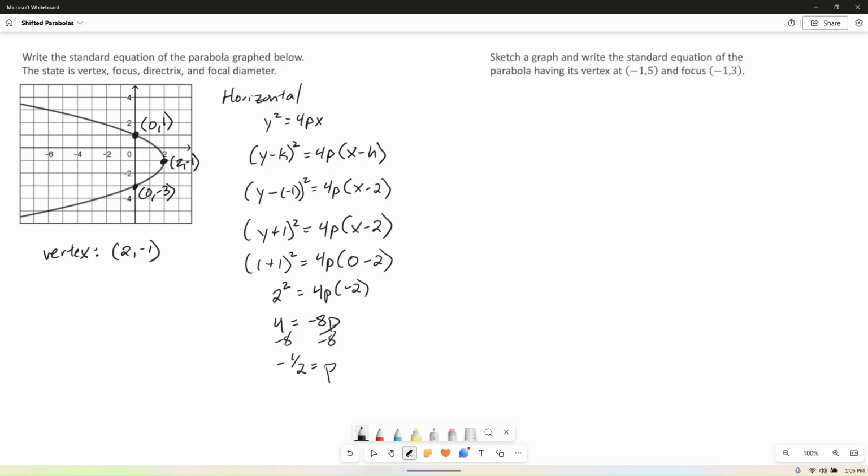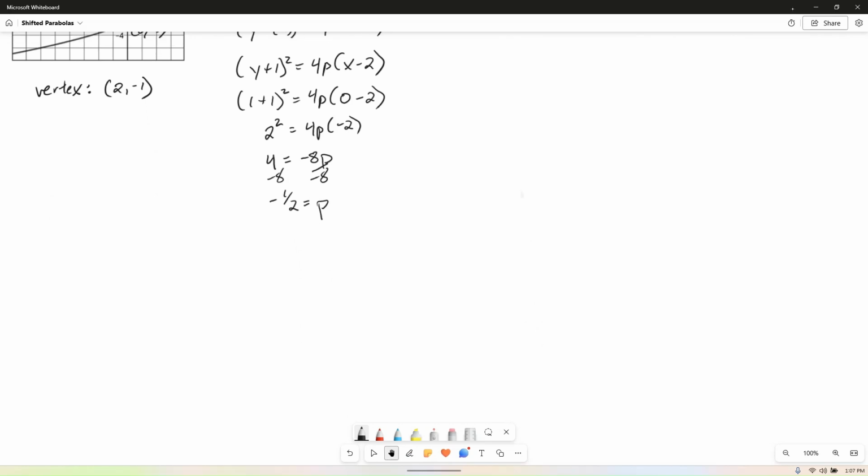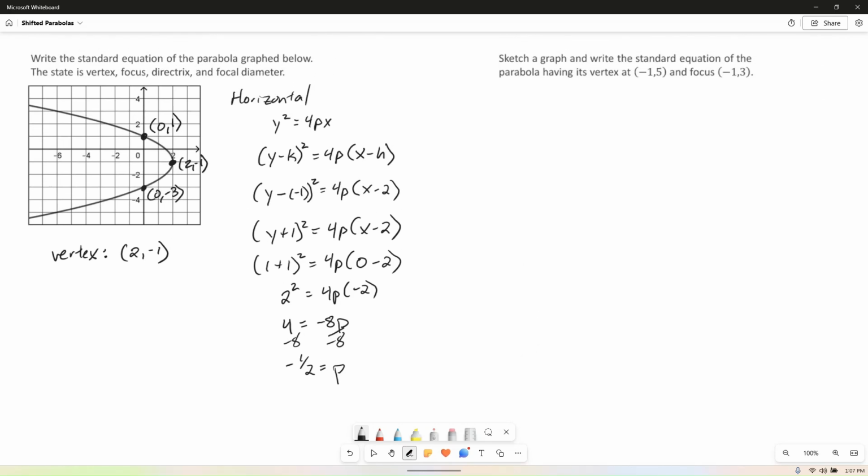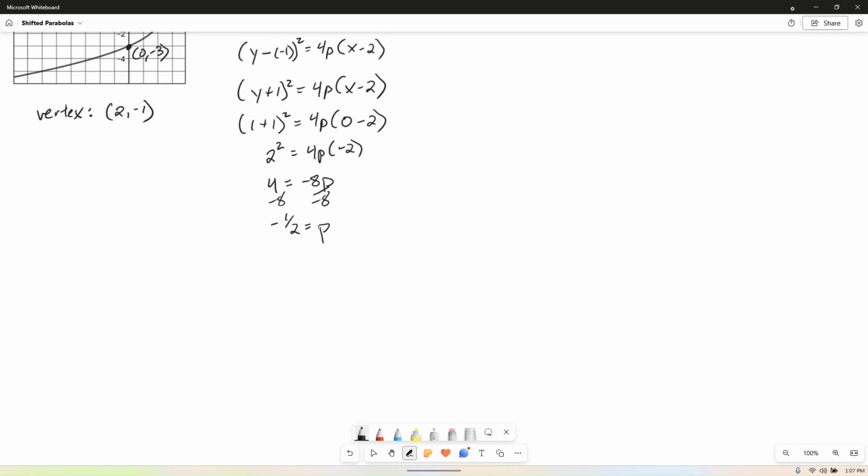Okay, so now that we know p, we can finish the problem. We can write out what the equation looks like, and we can figure out the other key components of our graph. So to finish the equation, let's just take that p-value of -1/2 and plug it into our equation. So we're going to have (y + 1)^2 is equal to 4 times -1/2 times the quantity (x - 2). Okay, so we're using that equation there.